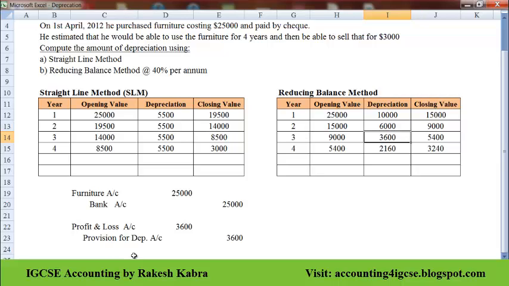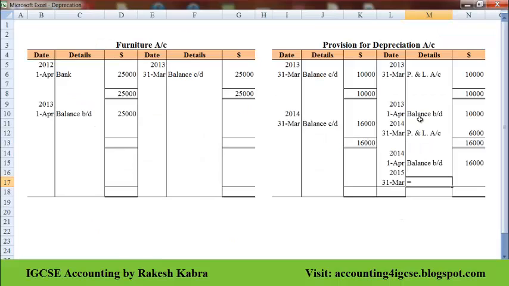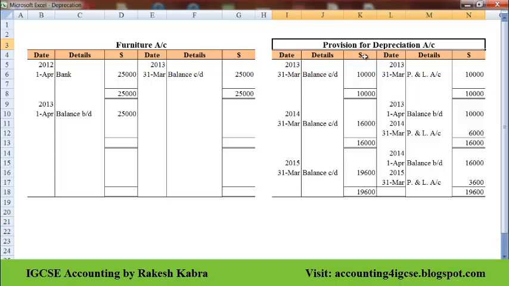So the provision account is created by the entry. On the credit side I will write the name of the opposite account, profit and loss account, with 3,600. Agree? Now what will be the balance? This time the balance will be 19,600. So I will write balance carried down, with the last date 2015 March 31st. Understood? So for 3 years I have developed the provision account, and for 1 more year I will develop it.